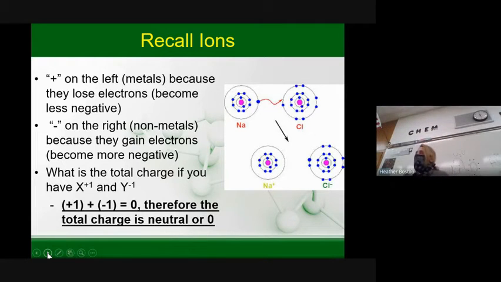When you have a compound, you have positive charges in the front, negative charges in the back, and the total of the positives and the negatives has to equal 0. So a compound is always electrically neutral, so that you have to have as many pluses as you do minuses in a compound.